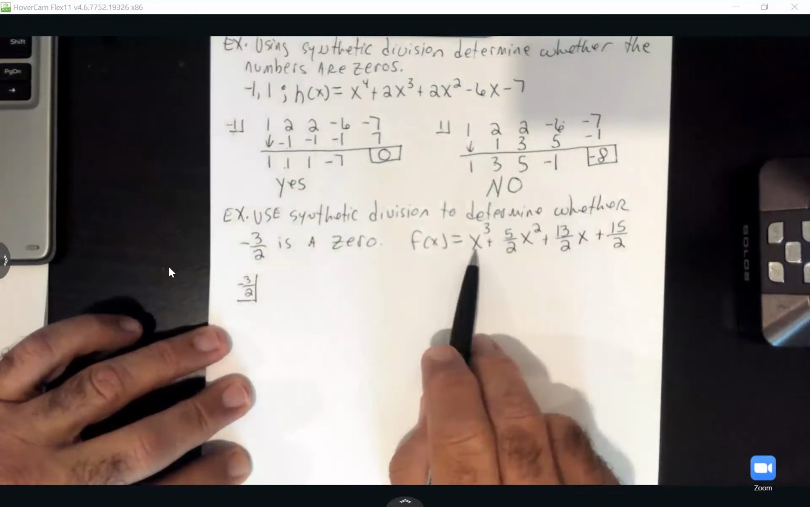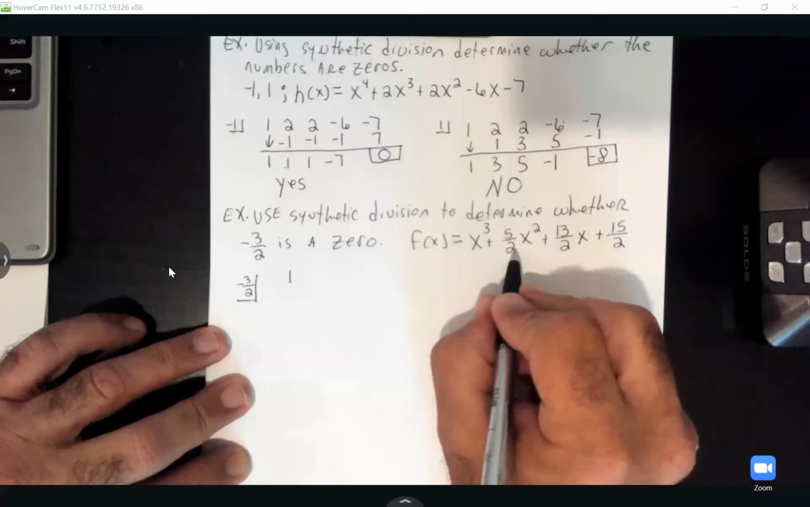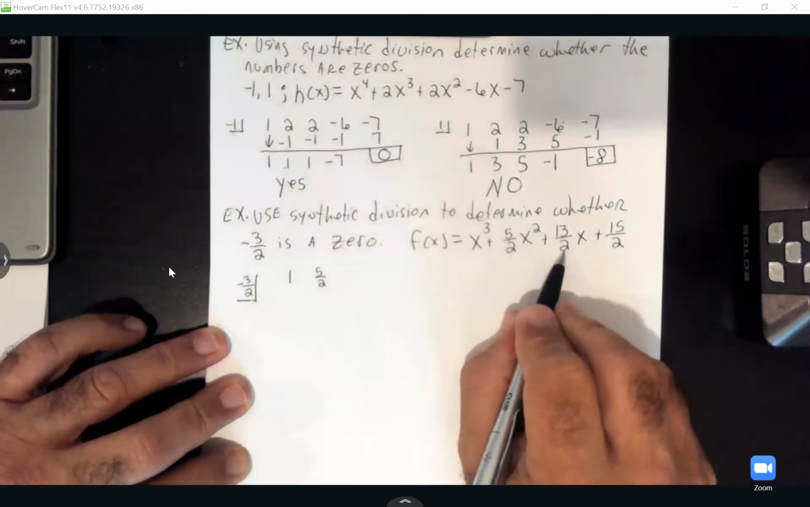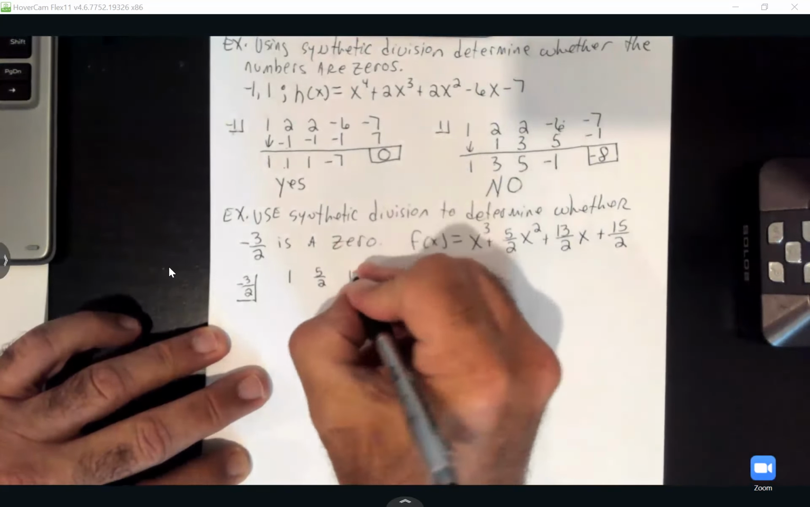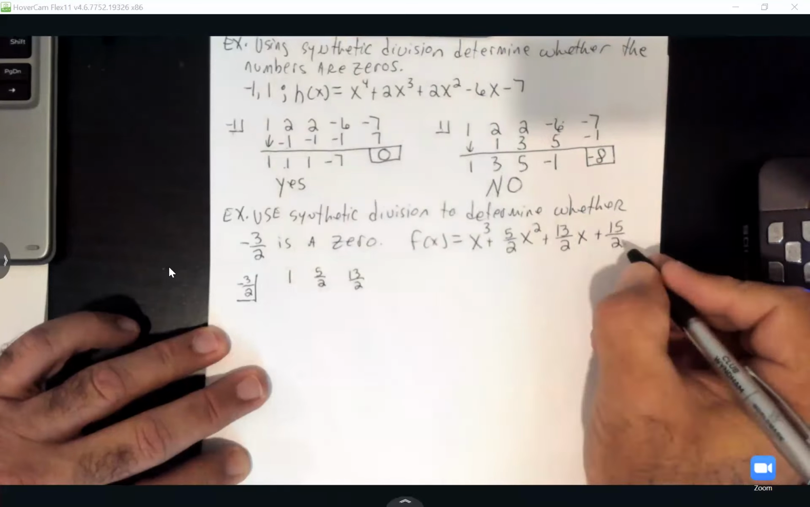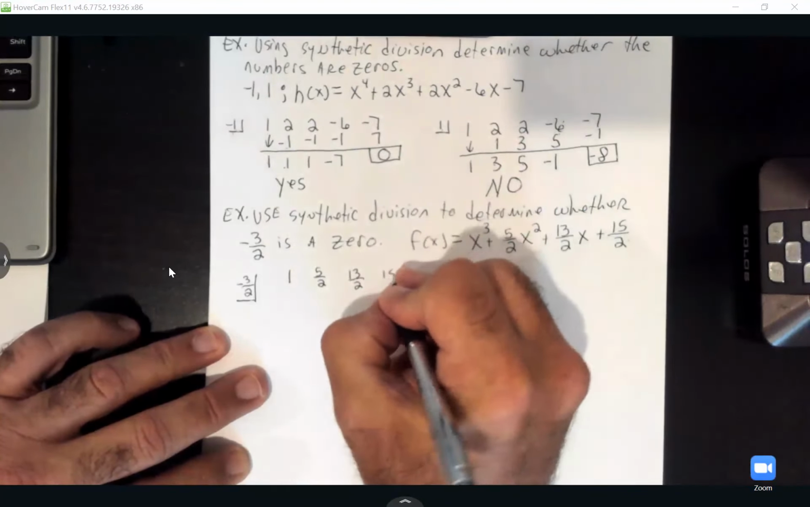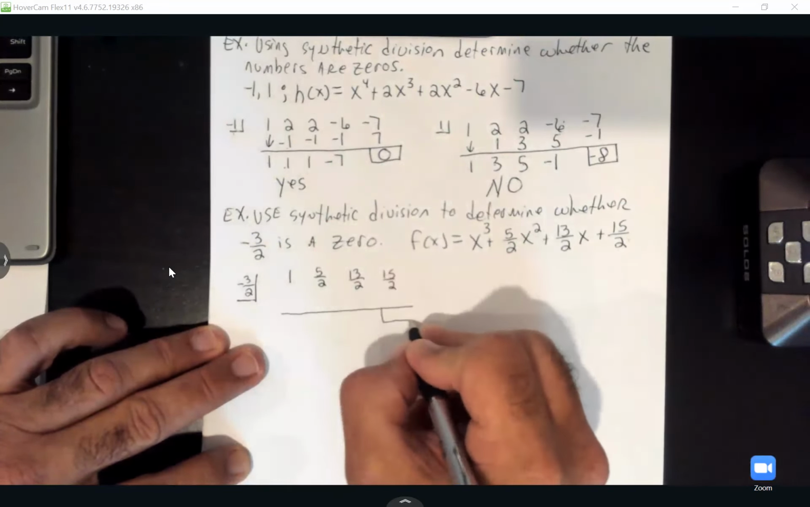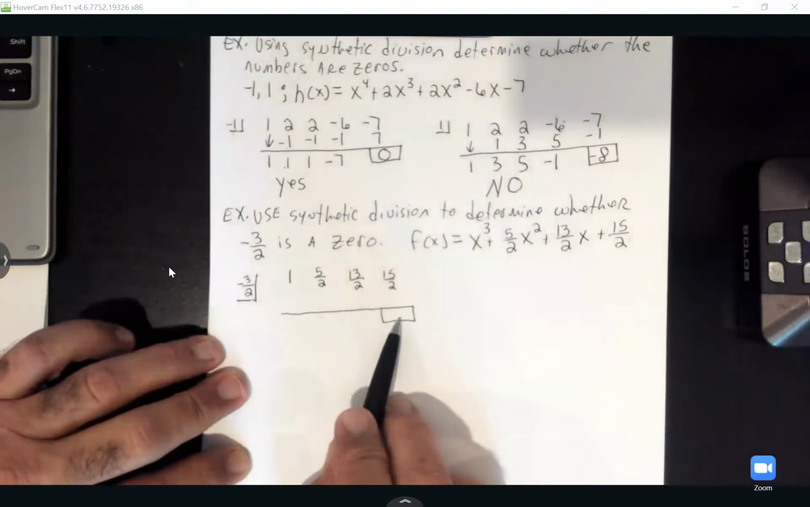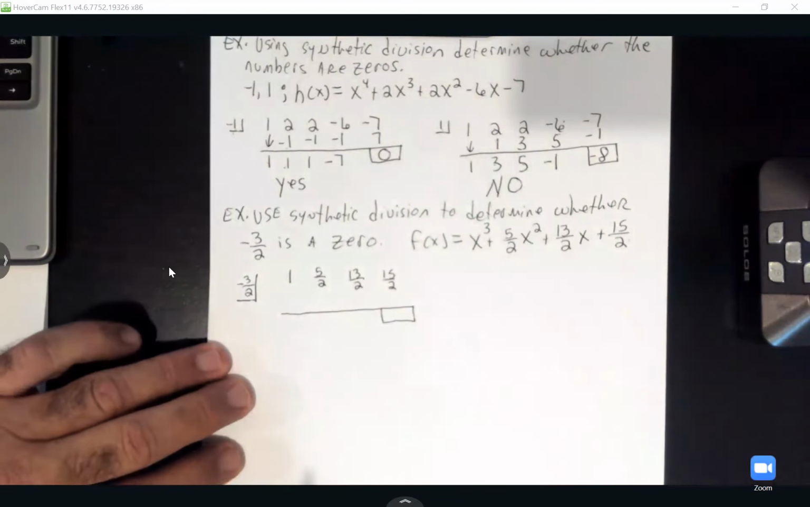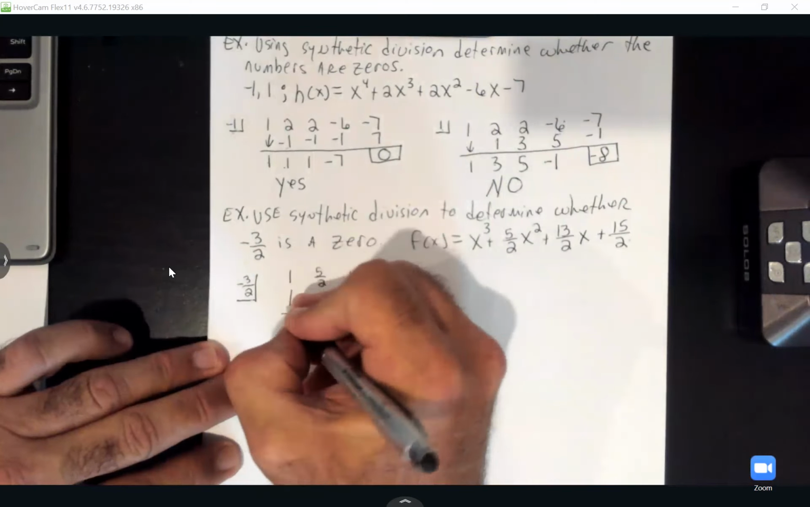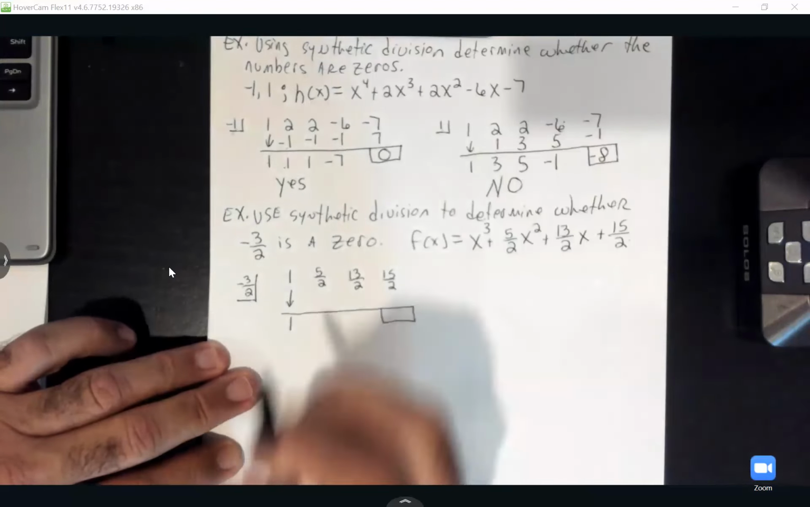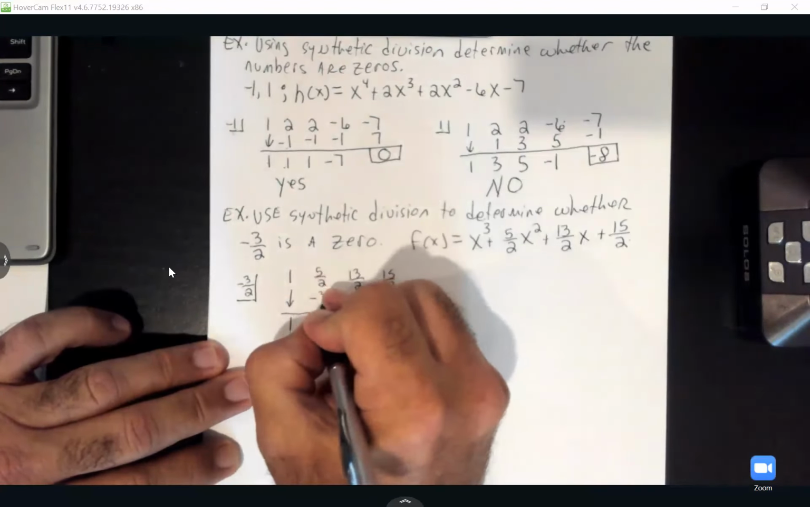And let's write down our coefficients. We got a 1, a +5/2, a +13/2, and then a +15/2. So I'm going to leave a little bit more room on this one in case I get fractions. And then my remainder. But y'all, this ain't bad. Watch this. Bring that 1 down. 1 times -3/2 is a -3/2.